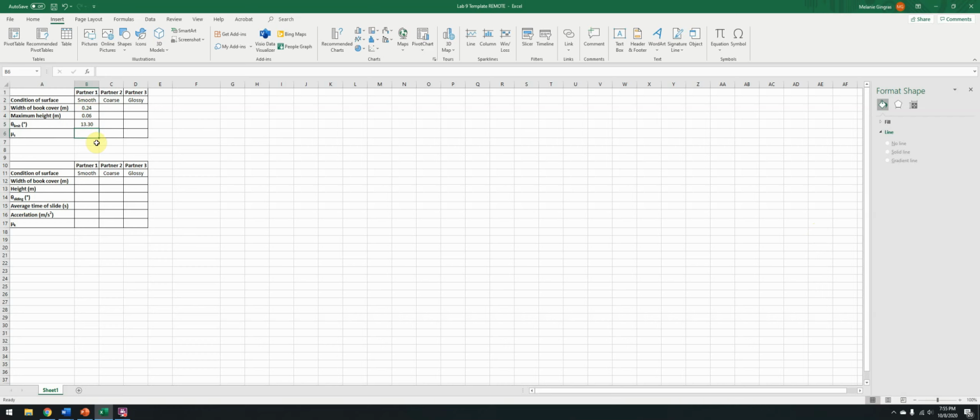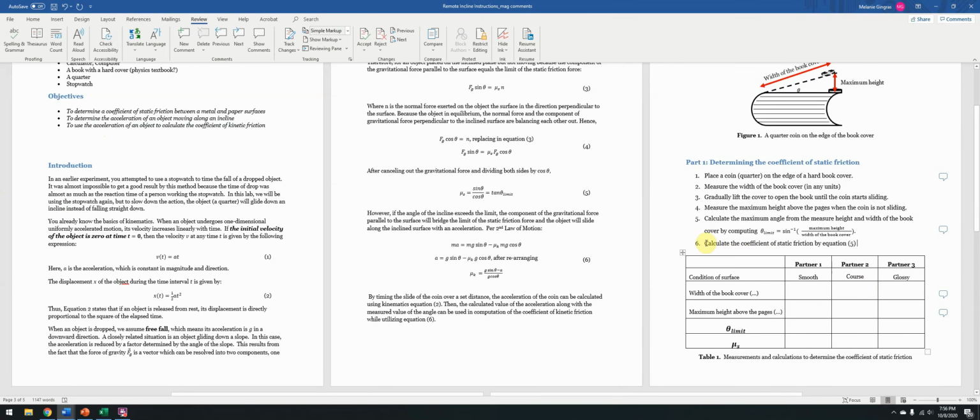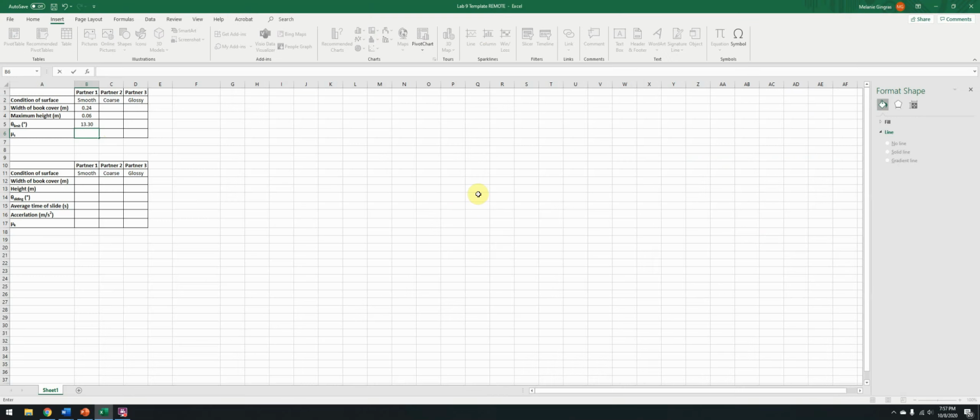Now the last thing that we need to do for this table is calculate mu s. So we can see from the directions in step 6, calculate the coefficient of static friction by using equation 5. So this is equation 5 right here. So we're going to use tangent, because we know that tangent is equal to sine over cosine, to calculate mu s. So in Excel, that would be equals TAN of RADIANS and then your angle, so B5. Okay, so we find that mu s for our smooth surface would be 0.24.